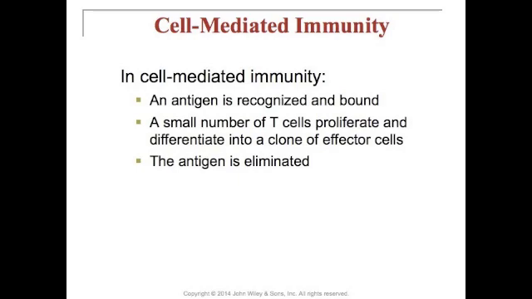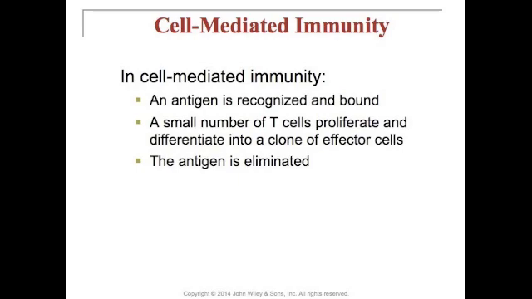Let's move on to cell-mediated immunity. In cell-mediated immunity, an antigen is recognized and bound. A small number of T cells proliferate and differentiate into a clone of effector cells, and then the antigen is eliminated. A cell-mediated immune response begins with activation of a small number of T cells by a specific antigen.